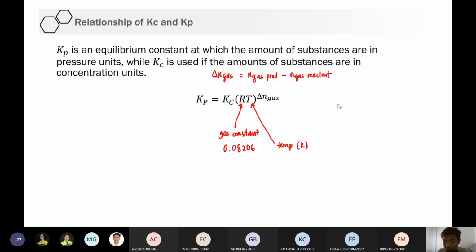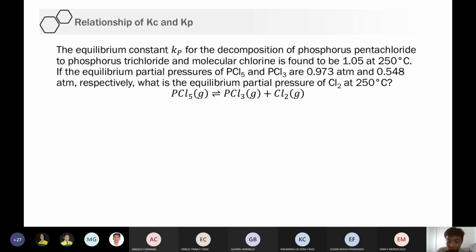So let's try to answer some basic equilibrium questions na. Medyo marami to kaya yan, mamamaster natin to siguro today. Okay. Madali lang to sa ngayon. Okay? So let's answer this first question.